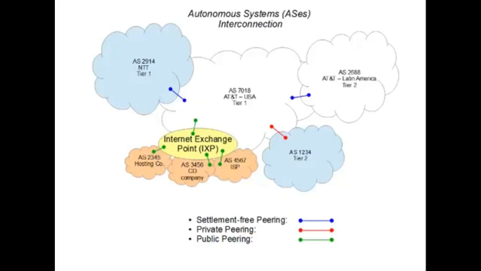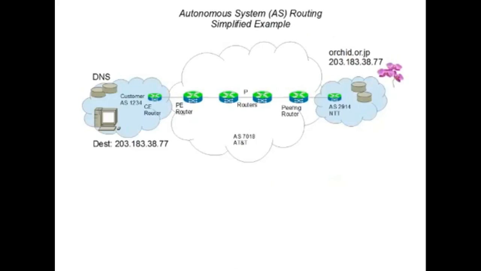These companies, like the hosting company and the ISPs, have a choice between buying facilities to get to the IXP or contracting on a private peering basis with a Tier 1 provider like AT&T. In the next slide, we're going to see how these interconnections actually function from a protocol viewpoint.